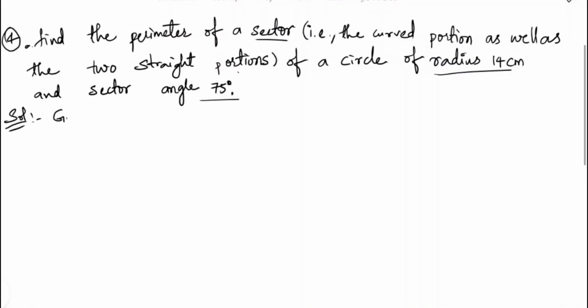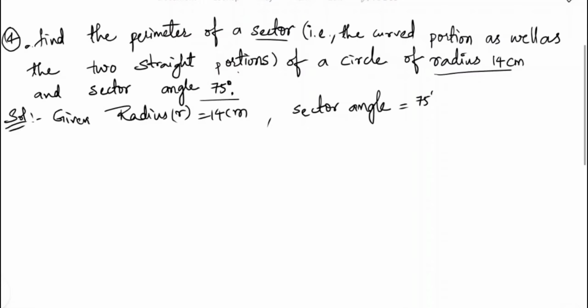First of all, we will write given. What they have given: the radius r is 14 centimeter, and sector angle is 75 degrees. And for finding the perimeter of sector, we already know the formula.